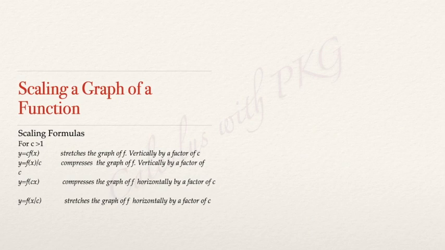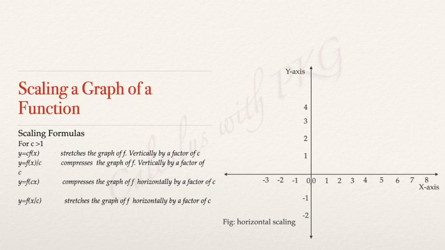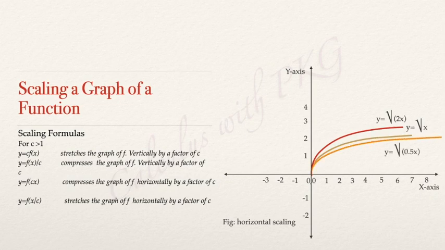Let us understand horizontal scaling also. Let me show you an animation. Take a graph of square root of x function again. Now when we multiply c equal to 2 with the input variable to the function, we will get a new function equal to square root of 2x, and we can say the graph is horizontally compressed, which is shown by the red line. And if we divide input variable x by c equal to 2, then the new function becomes square root of x by 2, equal to square root of 0.5x. Then we can say that the graph is stretched.